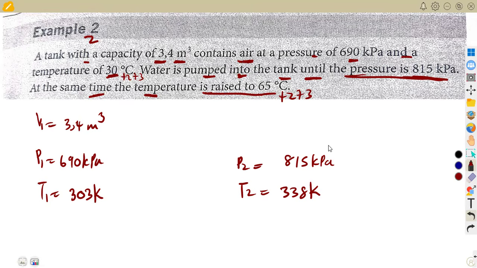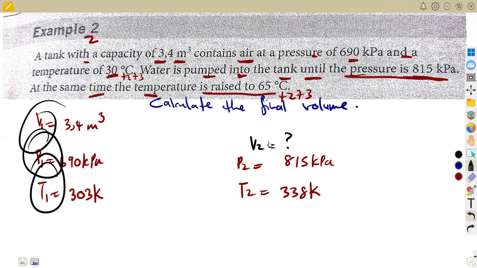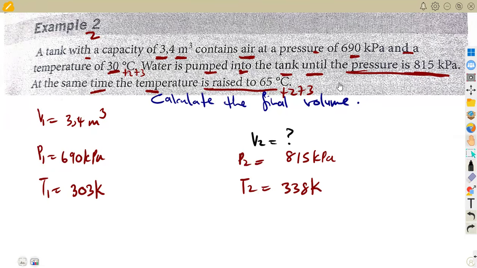All right. So the question now was to calculate the volume there. We're supposed to calculate the final volume. So what is going to be the final volume? The final volume, which is V2, as you can see, is a combination of P, V, and T. So that means we can use our PV over T.